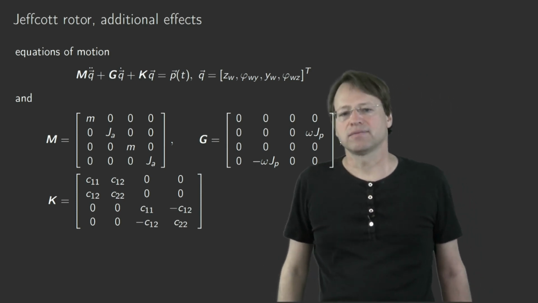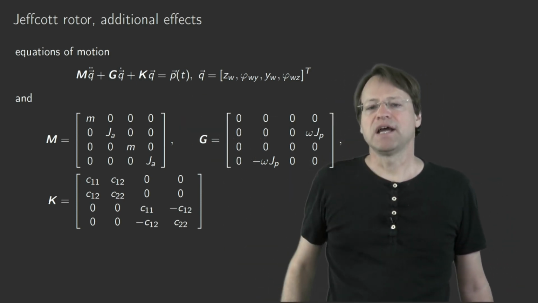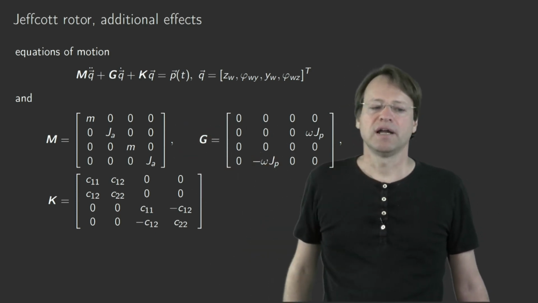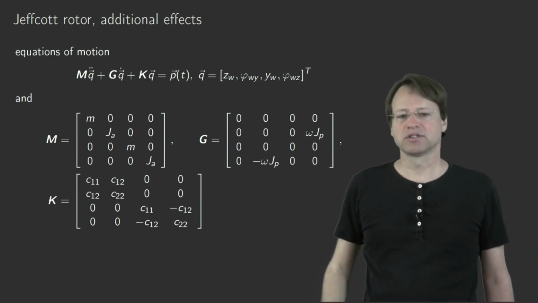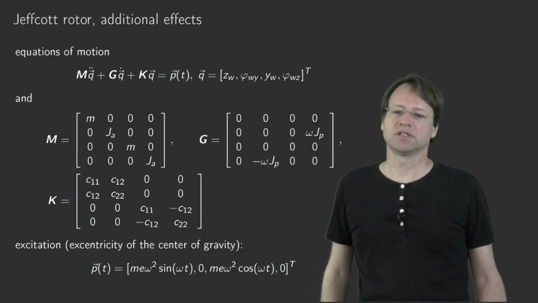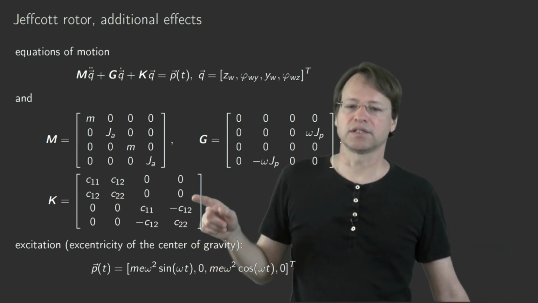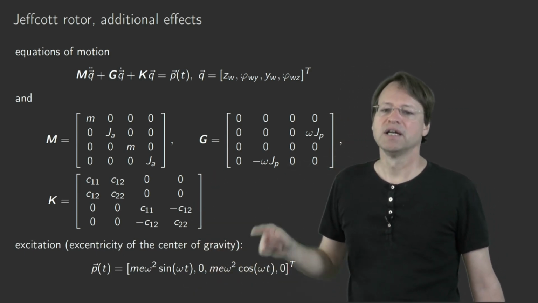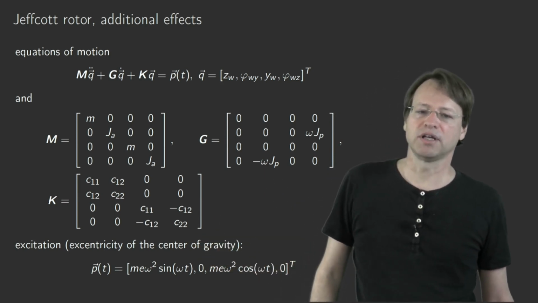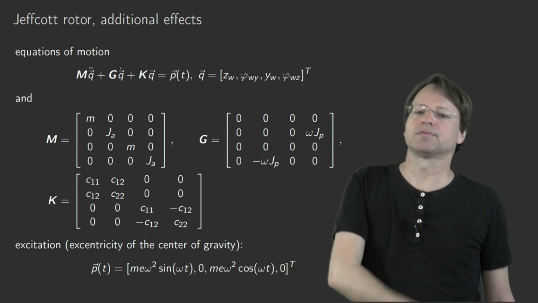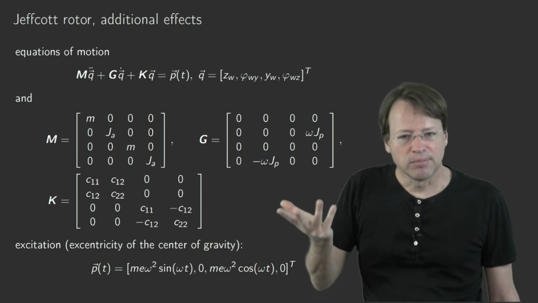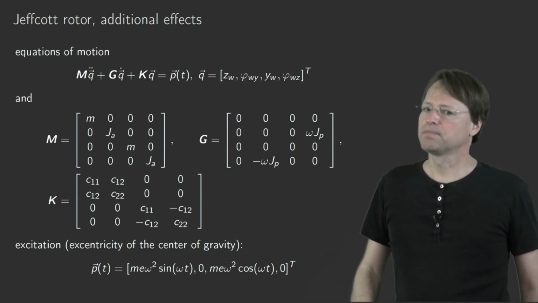So on the right-hand side, vector P, there will be entries related to the first row and to the third row, and they are the classical imbalance effects you already saw for the classical Jeffcott rotor. It's due to the eccentricity of the center of gravity, and it appears in the first row as me omega squared sine omega t, and in the third row as me omega squared cosine omega t. That should give you a little bit of flavor of the whole procedure.